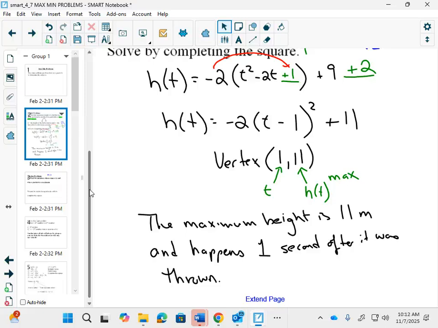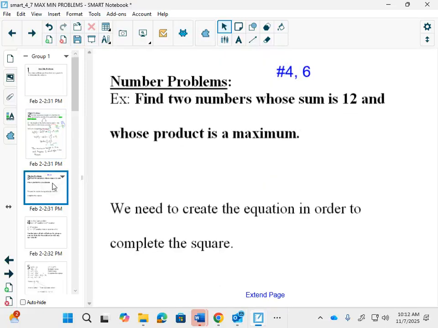So let's look at second type of question, number problems. Find two numbers whose sum is 12 and the product is the maximum possible.